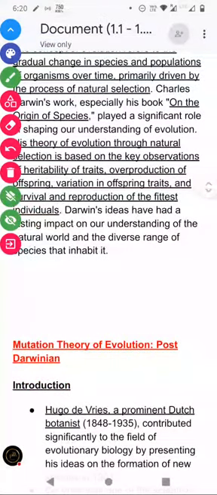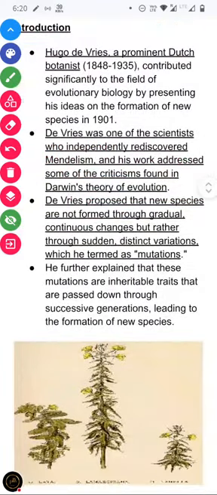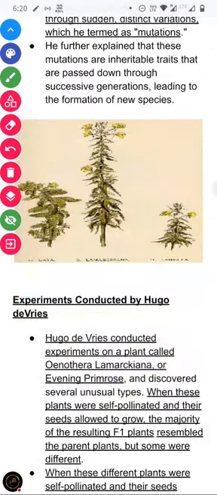This is the mutation theory of evolution, that is post-Darwin. Post-Darwinism is also known as the synthetic theory of human evolution. So you can find here the biologists, anthropologists as well as paleontologists who derived their theories to contrast Darwin's theory of survival of the fittest as well as the origin and growth of animal species or human evolution.